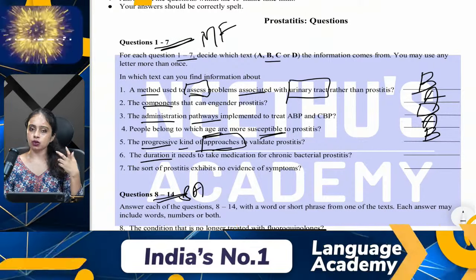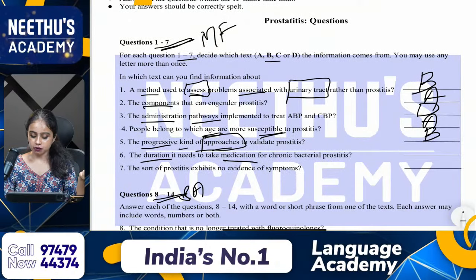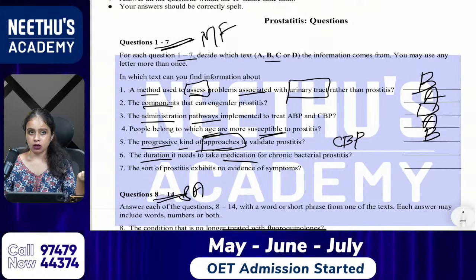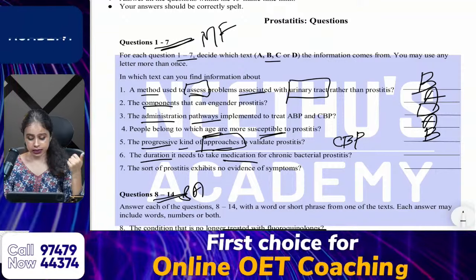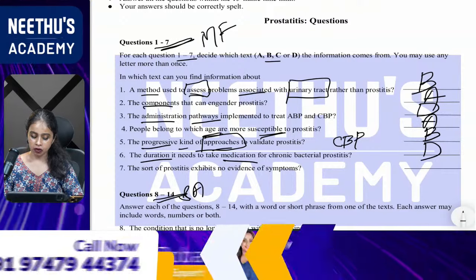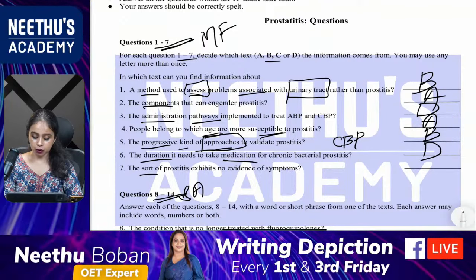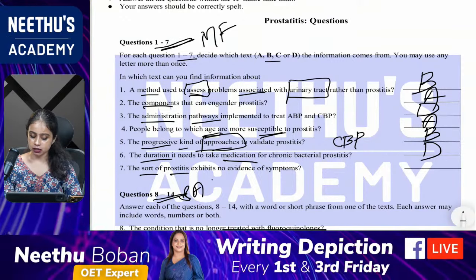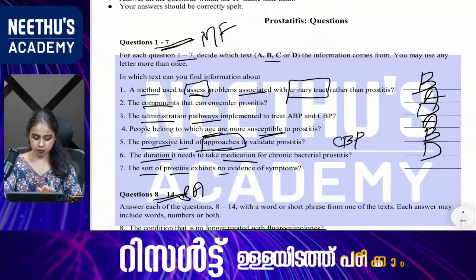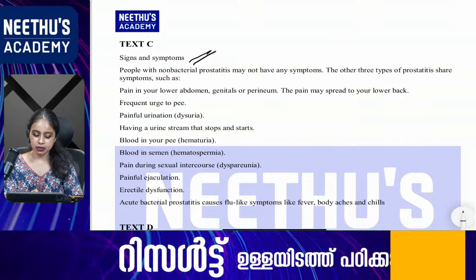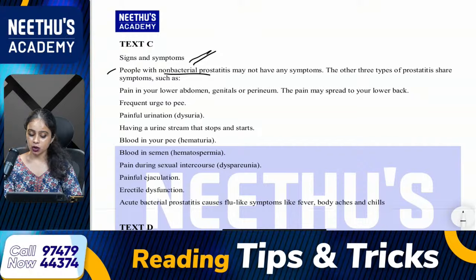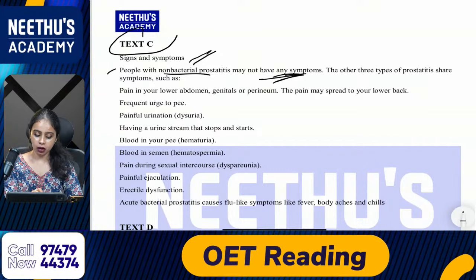Then the sixth one: the duration it needs to take medication for chronic bacterial prostatitis. Duration means how long it will take. Medication for chronic bacterial prostatitis, which means CBP, is mentioned in text D, the medication, the treatment, for acute as well as chronic. That is from text D. And the final one: the type of prostatitis that exhibits no evidence or symptoms. That is mentioned in text C, signs and symptoms. The first point: people with non-bacterial prostatitis may not have any symptoms. So that answer is from text C.